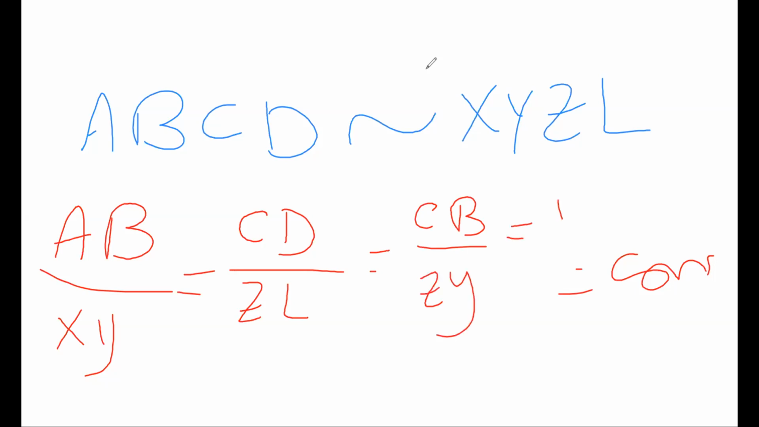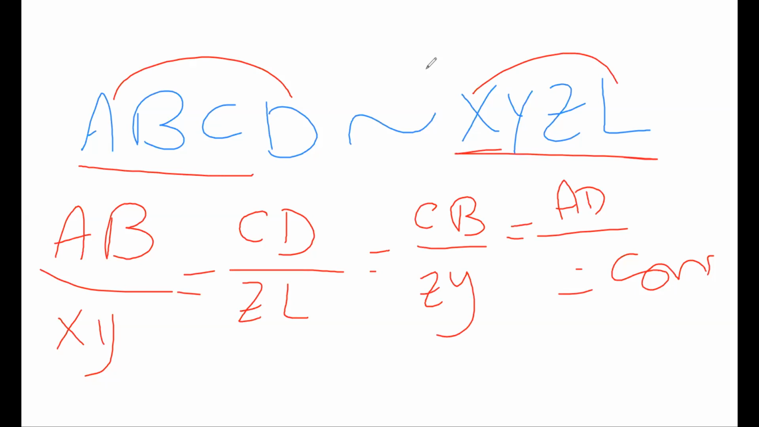Okay. If I say AD, XL. AD, XL. If I told you ZY, CB. CB, and so on. Okay, so I can get the proportional sides from the letters given here, not from the drawing. Okay, so I can write the proportional sides.